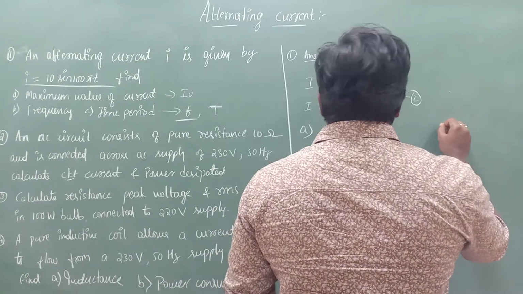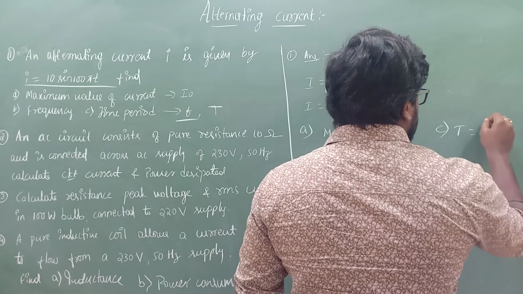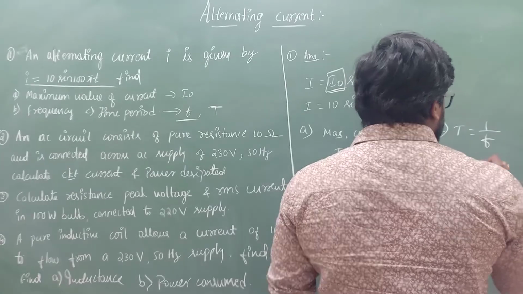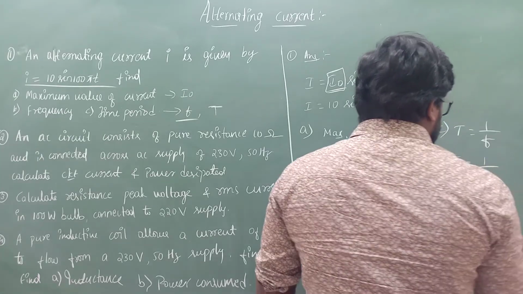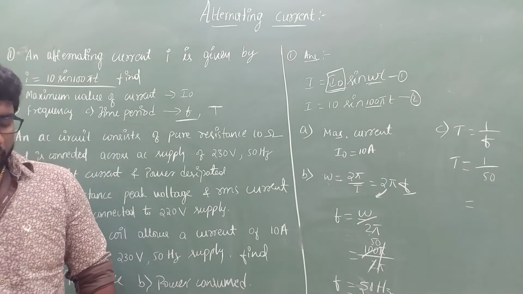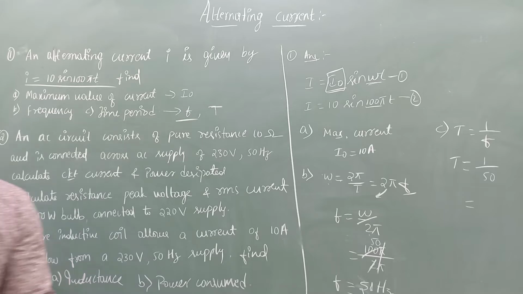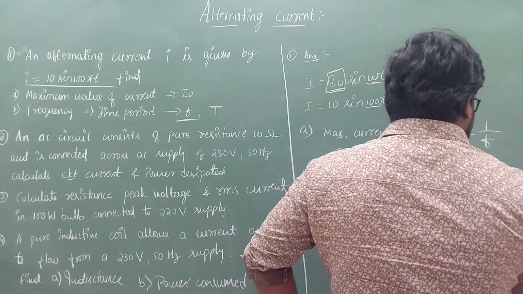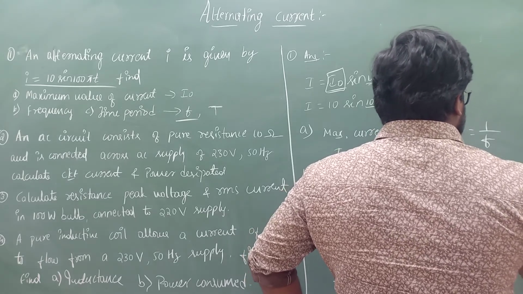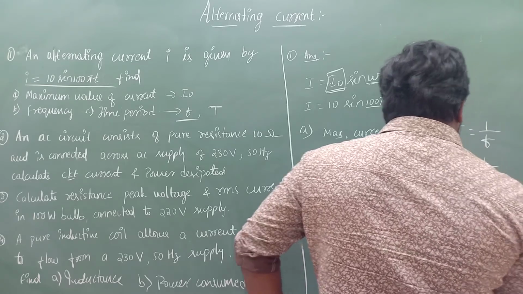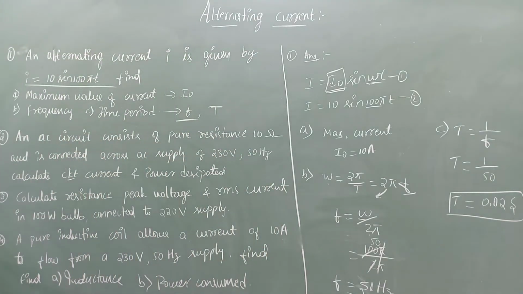Meanwhile, you need to find the value of time period. T = 1 by f, or f = 1 by T. So T = 1 by 50, because here we got the value of f. Substitute there, and you will get T = 0.02 seconds. So this will be the answer for question number 1.